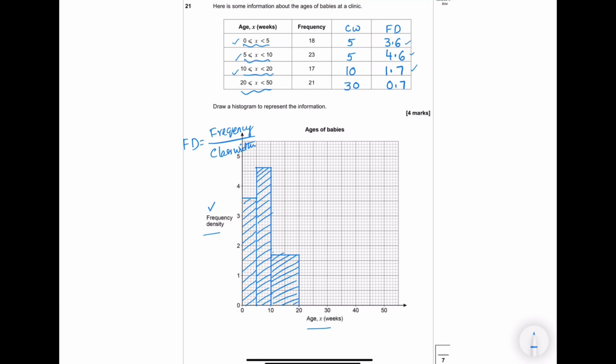The last one is 20 to 50 to 0.7. That's 20 to 50 to 0.7. Thus, the histogram for the given information.